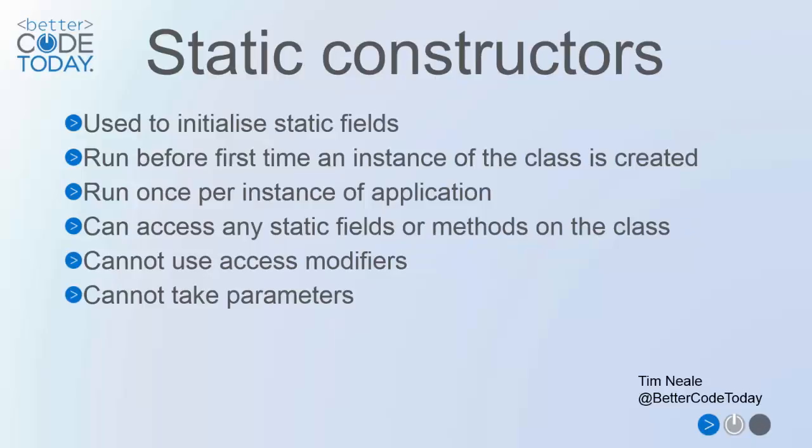There are also such things as static constructors, although these are used much less often. These are used to set up any static fields on the class. They aren't explicitly called by your own code, but the .NET Framework will call them once per application instance and before the first time an instance of your class is created. Static constructors can access any static fields or methods on the class, but nothing tied to a specific instance. As we don't call it explicitly, we can't pass any parameters to the static constructor, and you also can't set an access modifier on it.